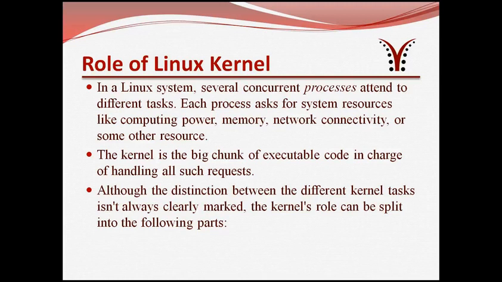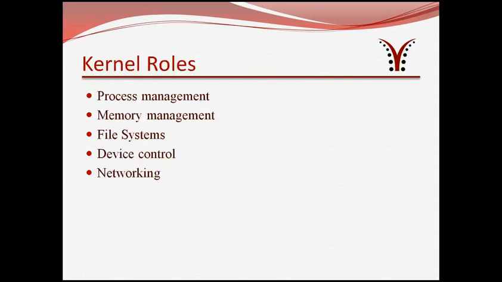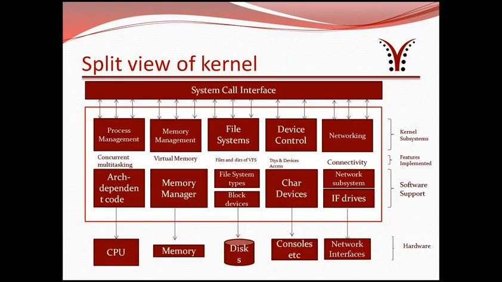Although the distinction between different kernel tasks is not always clearly marked, the kernel role can be split into the following parts: process management, memory management, file system, device control, and networking. Before discussing these 5 parts, let's have a look at the diagram, where all the components are marked along with other kernel entities.